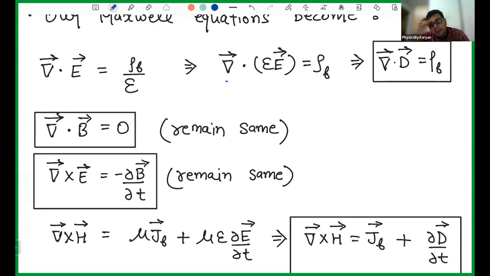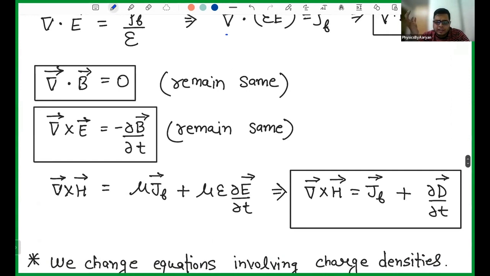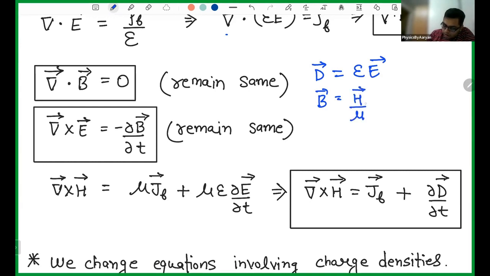Then del dot B equals 0. You don't have to change this equation. Why? Because it does not include any free charge. Del cross E equals minus curly B by curly t. You don't have to change this equation because it does not contain any free charge or any free current. I'm again and again telling, if you want to change, you can change. You can put E in terms of D and you can put B in terms of H. But that is not required. If in the question it is demanded, you can do it. You know the formula of D and B in terms of E and H. So all the formulas that you need to remember are D equals epsilon E and B equals nu H. That's all you need to remember. Right. So I hope you understand.